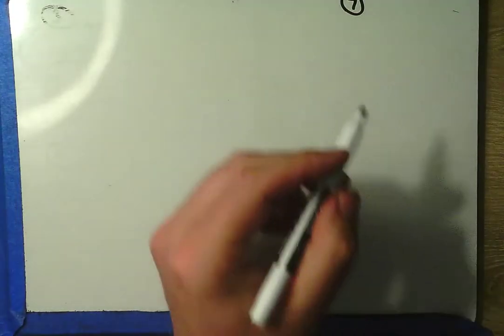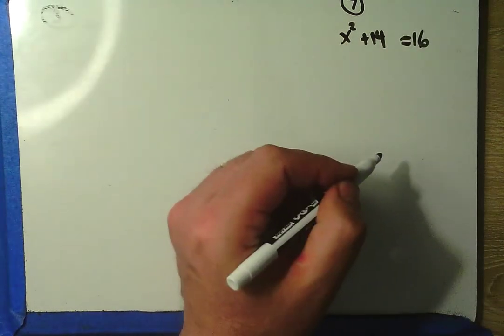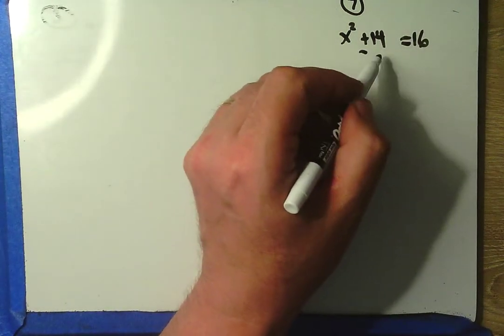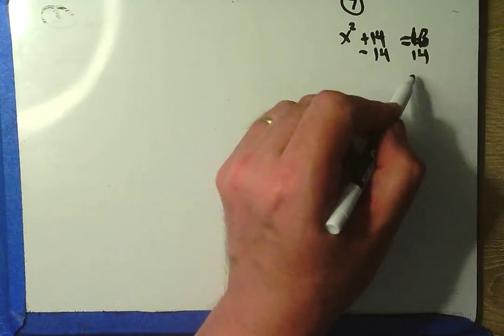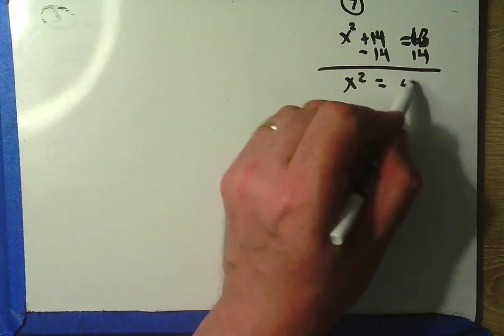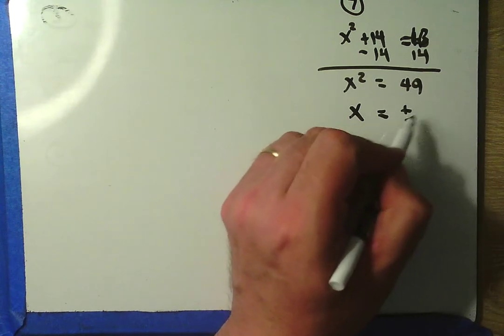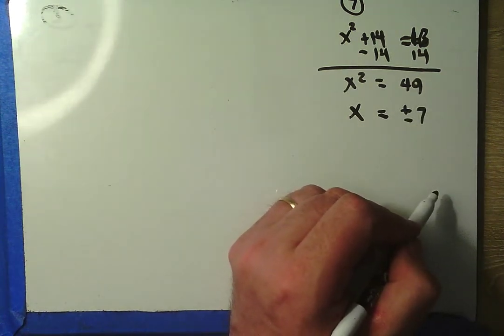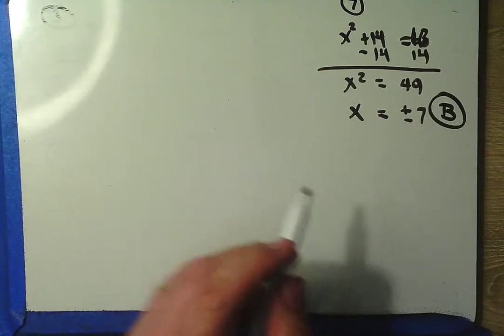Okay, first 6 down. We're 1/10 of the way there. 7 says x squared plus 14 equals 63. Okay, so if I subtract 14 from both sides, I get x squared equals 49. And so I know x equals plus or minus 7. Which of the following could be x then? Well, positive 7 is here, and that's choice B.